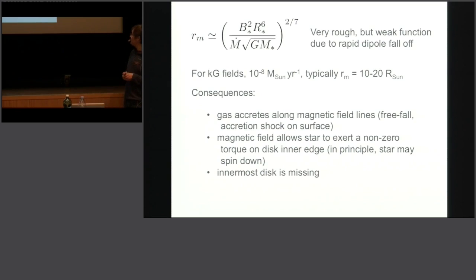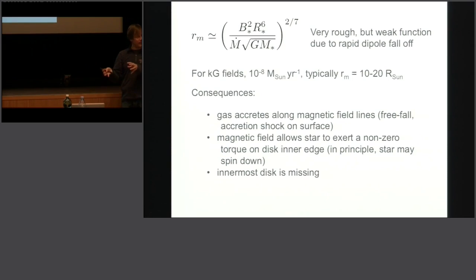So this has various qualitative consequences for the nature of accretion in these systems. It implies that the gas accretes along stellar magnetic field lines. Effectively, it reaches the stellar surface almost in free fall, and therefore forms an accretion shock on the stellar surface.